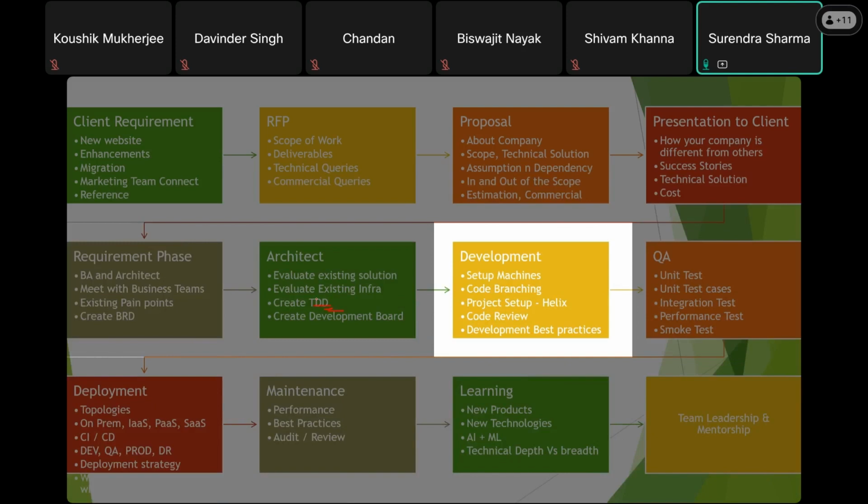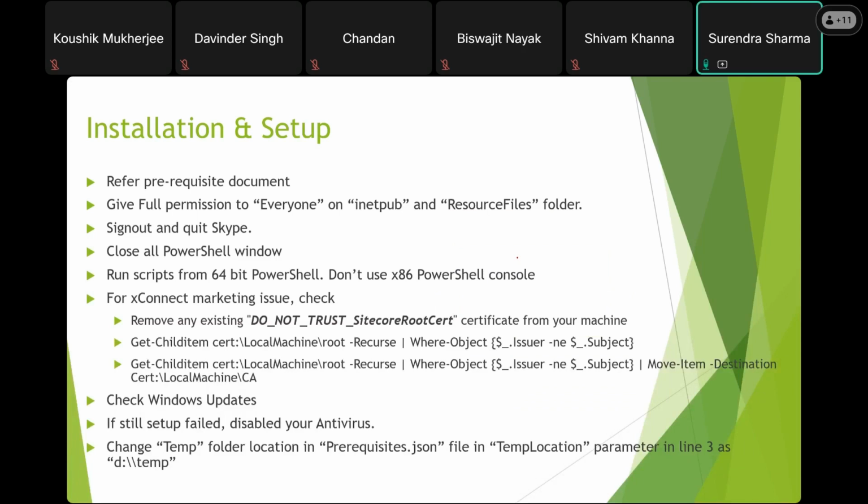And based on this technical design document, based on this BRD that is created by the BA, a development cycle is going to be started. So on this development cycle, the first thing that every developer or that team is doing is that they have to set up their individual machine. Now, how to set up Sitecore?